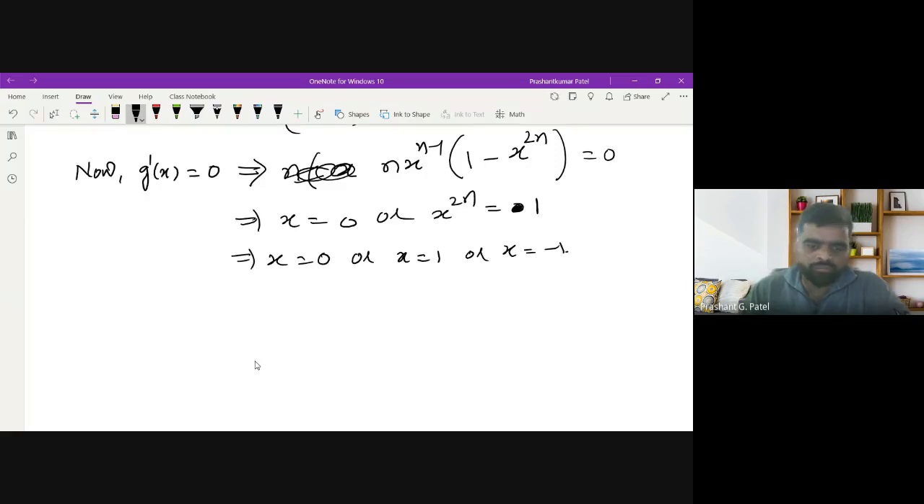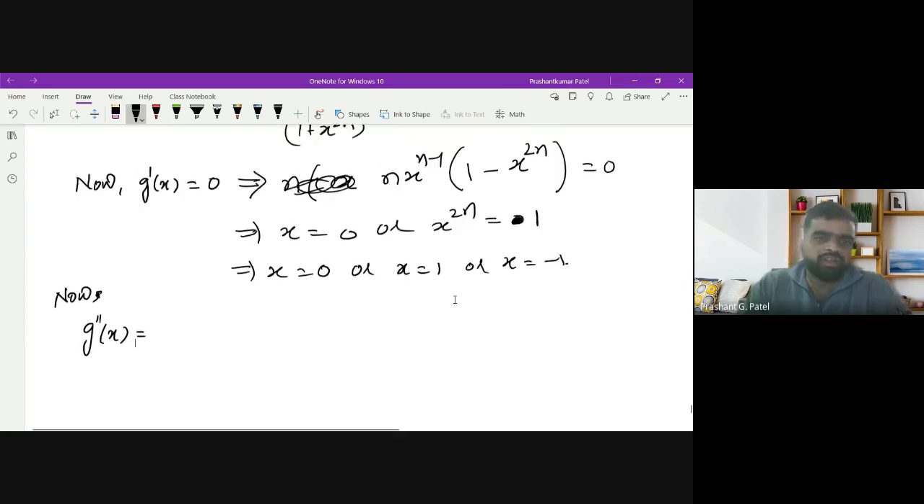Now to calculate whether x equal to 0, 1 and minus 1 are maxima of the function g, you have to see what g double dash of x is. To calculate g double dash, we have to find the derivative of this function, this g dash of x.